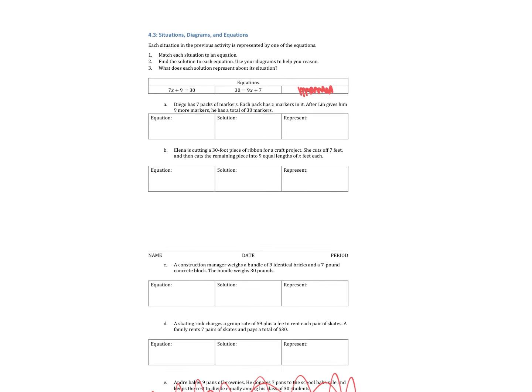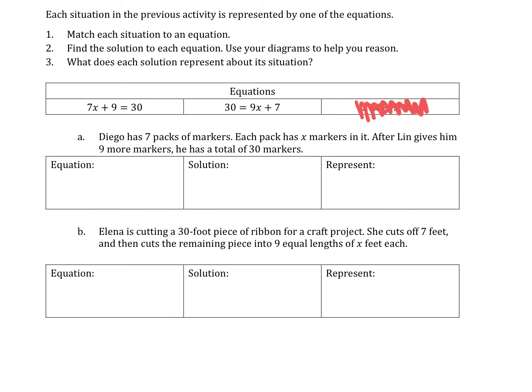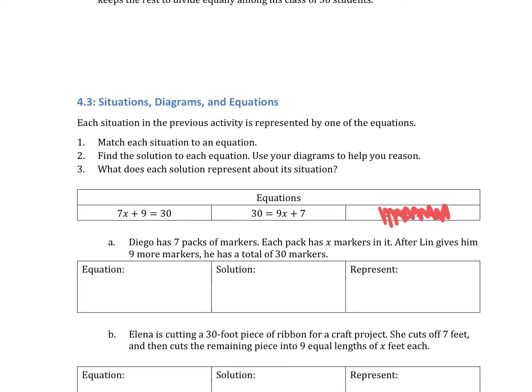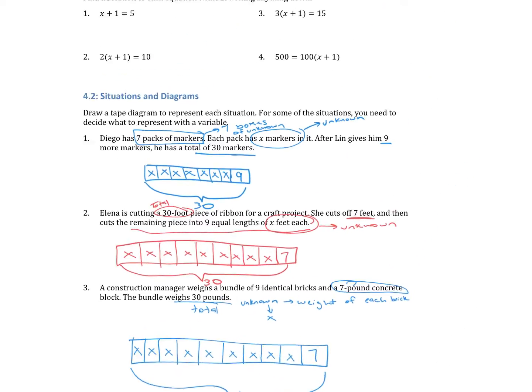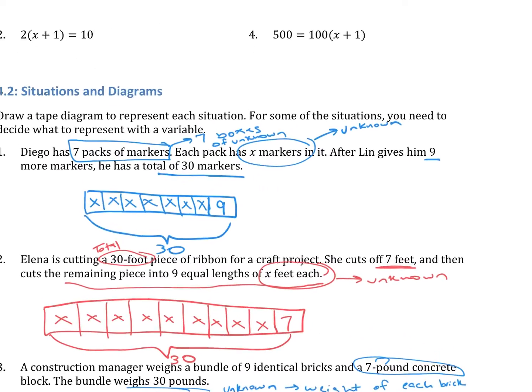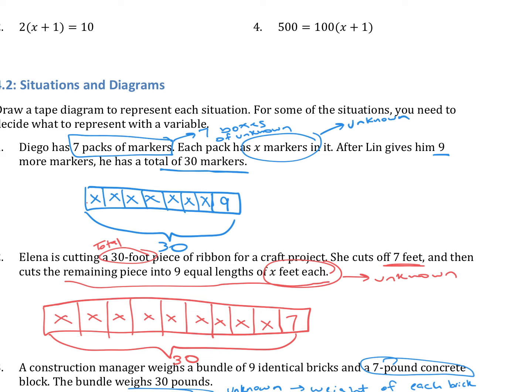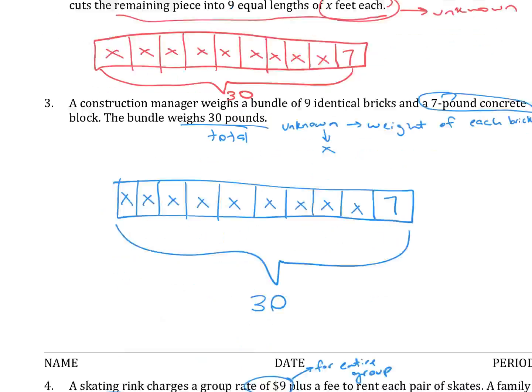All right, let's take a look at A. Diego has 7 packs of markers. Each pack has X markers in it. After Lynn gives him 9 more markers, he has a total of 30 markers. So hopefully you'll recognize that this is the same situation that we saw in the previous activity, and we did have a tape diagram to go with that. So let's go back up there and just take a look and see what that tape diagram looked like. So the tape diagram showed 7 X's and then a number 9, and then it was all total to 30. So I know if I have 7 X's, I need to write that as 7X.